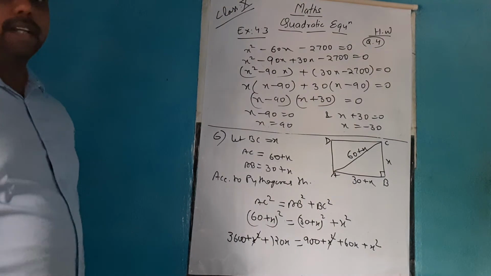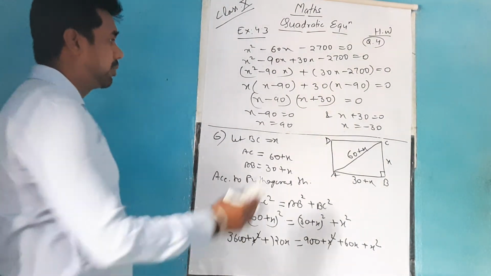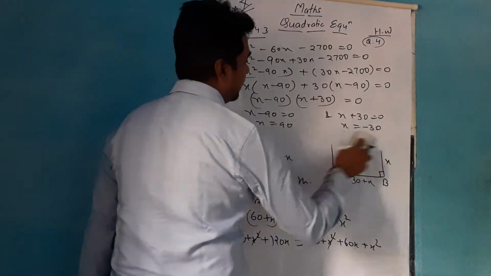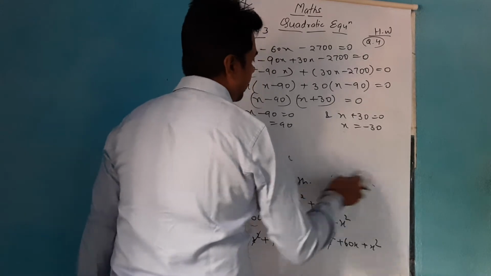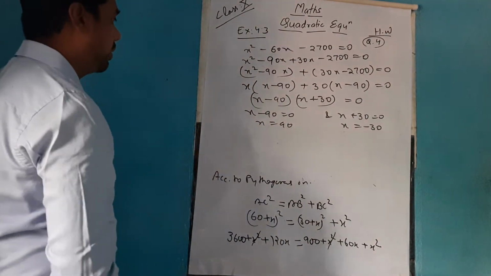The value of x, I have taken for the breadth of the rectangle. And you know that the breadth of the rectangle cannot be negative. So we cannot take the value of x as minus 30. So we have the option to take only one value, which is x equals 90. So that will conclude in this way.